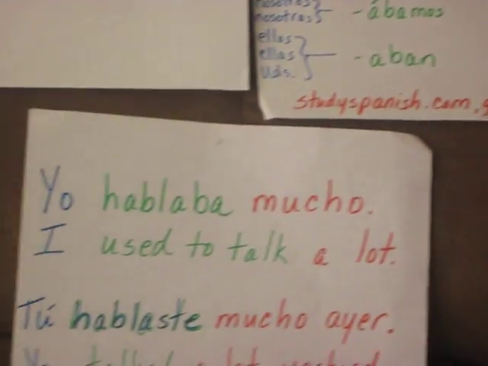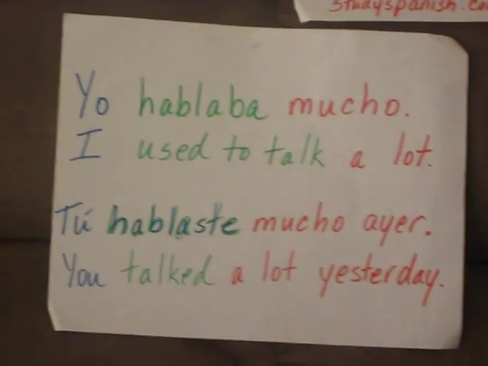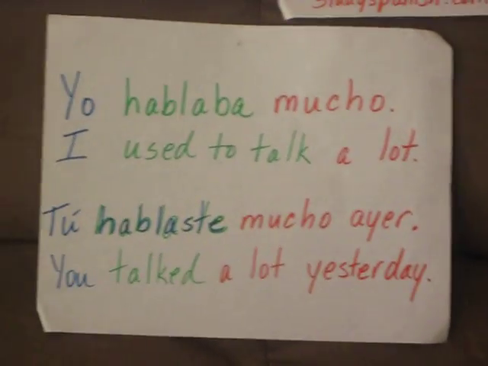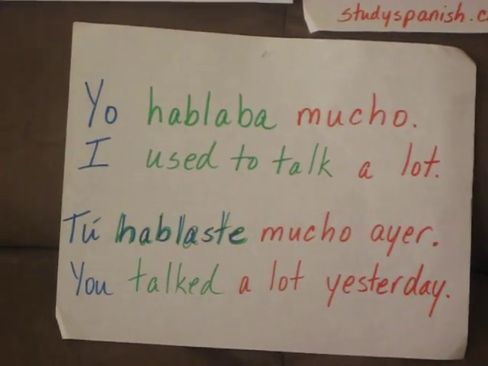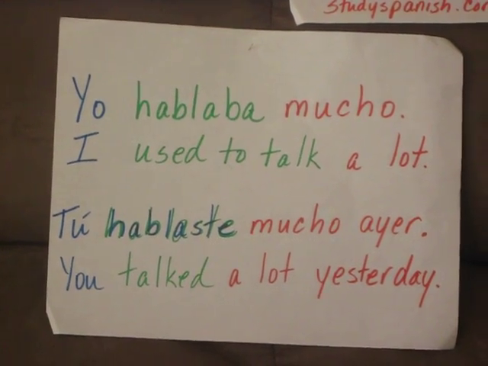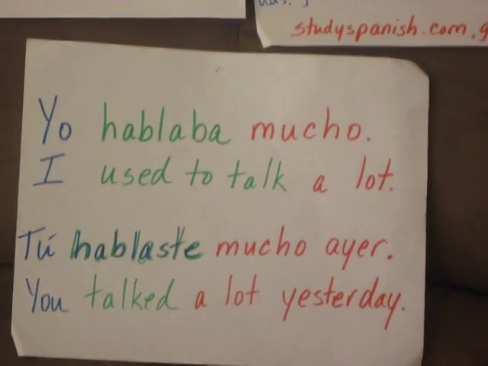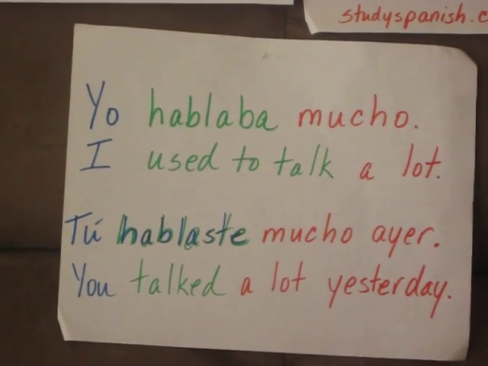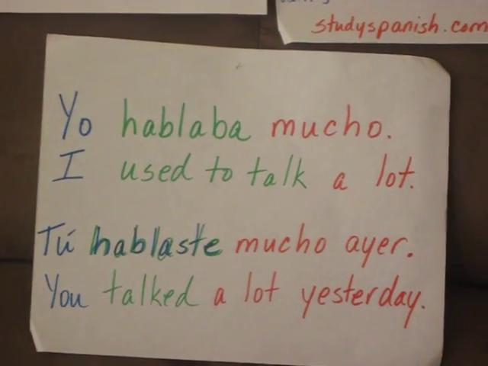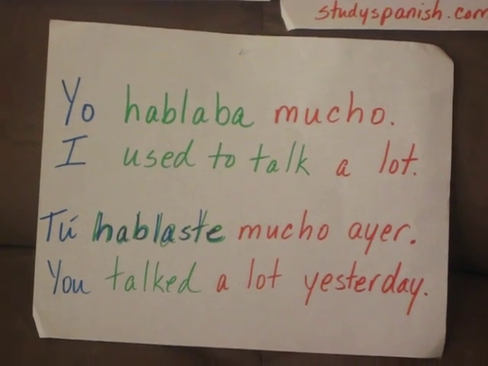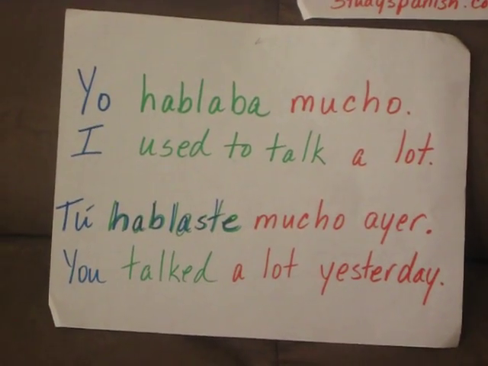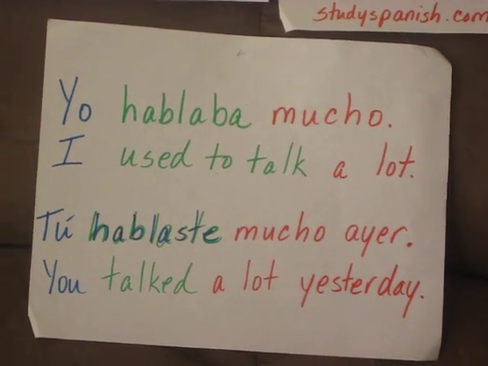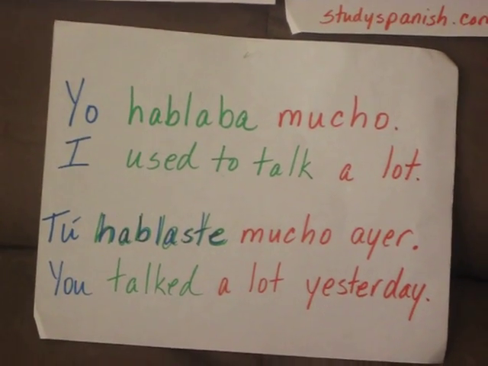Alright, chiquiticos. We're almost at the end. Real quick, let's do two sentences, one in the preterite and one in the imperfect. Can you tell which one is in the preterite and which one is in the imperfect? Just by looking at the endings. Well, if you said the first one, yo hablaba mucho, is the imperfect, you're correct. And tú hablaste mucho ayer is the preterite tense.